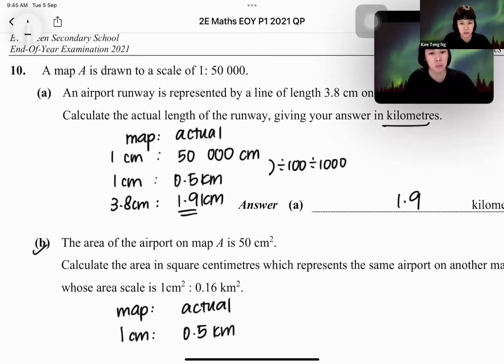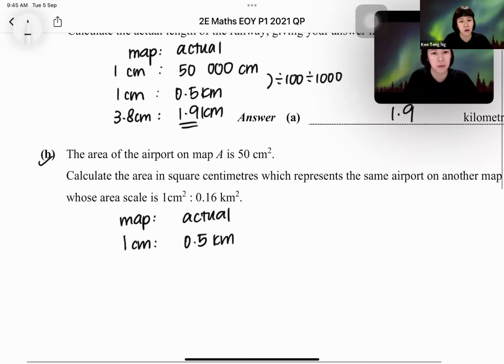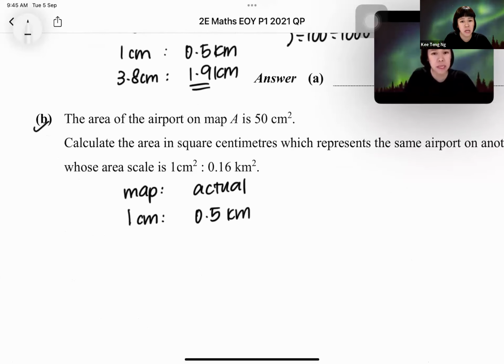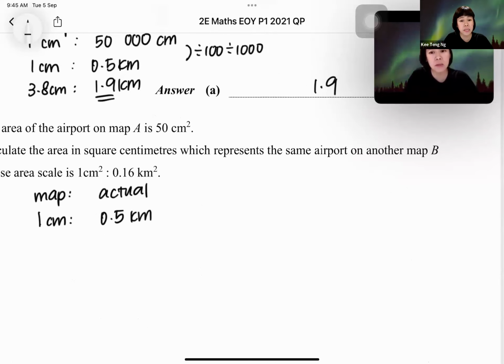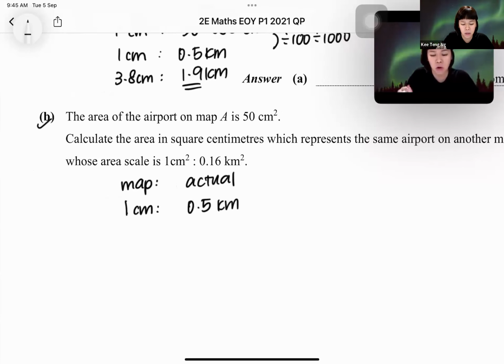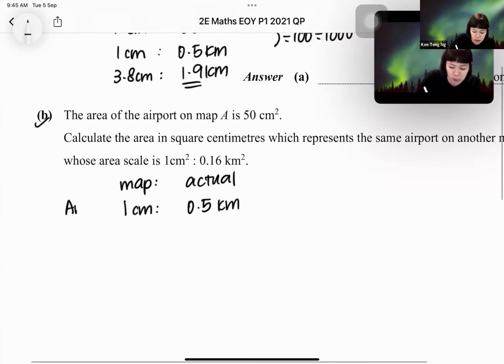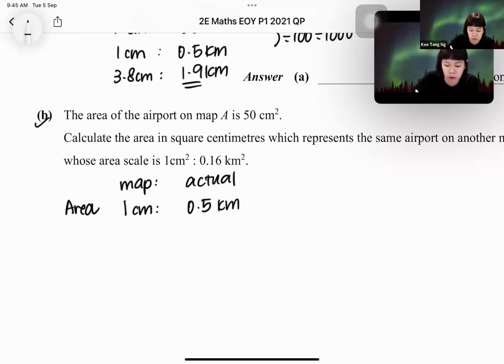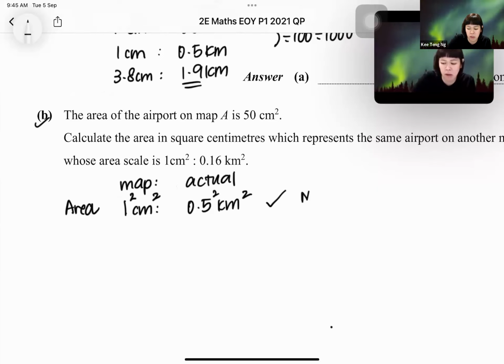This one, everyone should ace the question, right? Now, the area of the airport on map A is 50 cm square. But then they tell me to find the airport on another map. So first, what stays the same throughout? The actual area stays the same throughout. So I must find the actual area first. I have this scale, 1 cm is to 0.5 kilometer. But if I want to find my area scale, to indicate you are looking for area scale, 1 cm square is to 0.5 kilometer square. You square everything throughout. Just this one itself, there will be 1 mark, method mark.